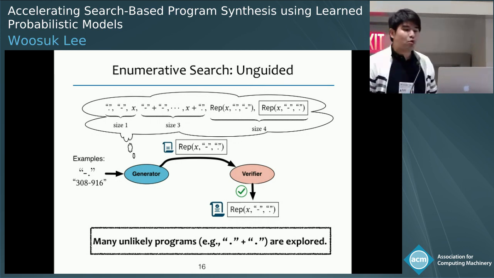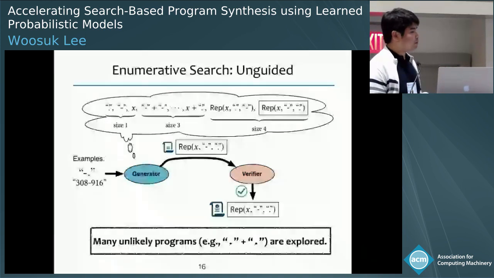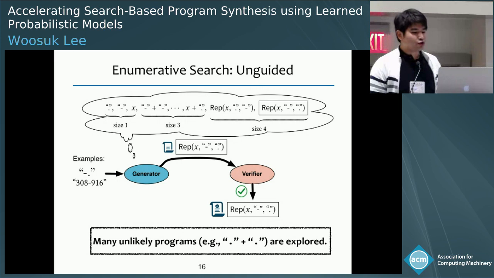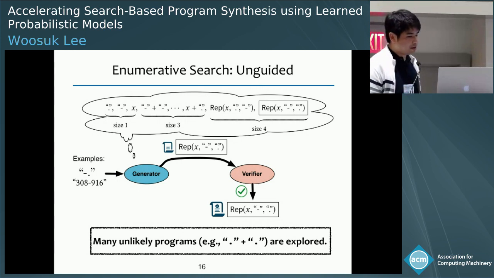In general, the number of enumerated programs is exponentially many in program size, despite the powerful optimization technique. Since it assumes all possible programs are equally likely, there are many unlikely programs explored. For example, a program that concatenates 2 dots is not likely at all because it does not involve the input.